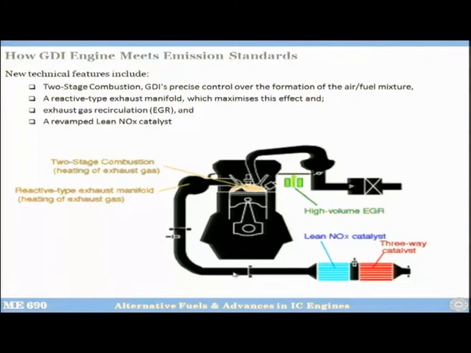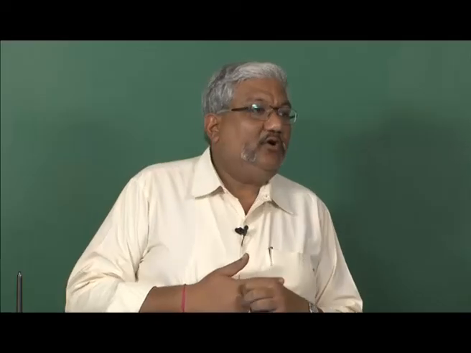So this is how the configuration of a GDI engine looks. You see here, this is high volume EGR. So you are putting a lot of exhaust gas back into the intake, and this is going to reduce the NOx emissions. And then you have two-stage combustion inside the combustion chamber. The idea is, I told you that when you start the engine from cold, your exhaust gas is cold. How cold? About 200 degrees. So when the exhaust gas itself is 200 degrees, how is it going to heat the catalytic converter to 250? It's going to take a lot of time.